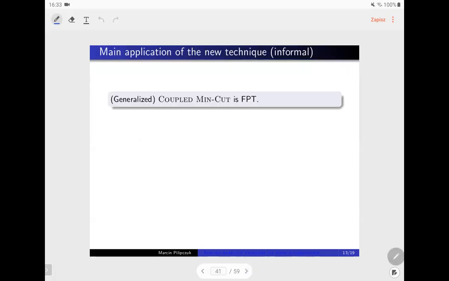Okay. So our main algorithmic result is that this coupled mean cut and some technical generalization of it, that I don't want to state here because it doesn't make sense to say it to you, are fixed-parameter tractable. So yes, this is our main result.